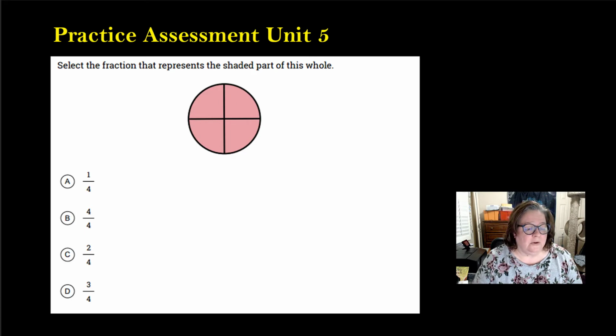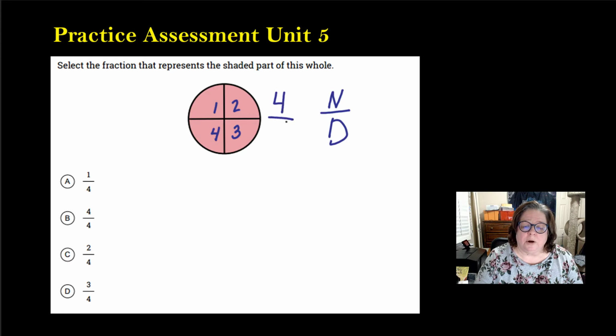Now think back to what our fractions are. A fraction has a numerator and a denominator. The numerator is how many pieces are shaded. How many pieces are shaded? All of them. 1, 2, 3, 4. So we know our numerator is going to be 4. The denominator is how many pieces there are all together. Well, they're all shaded, so there are 4 pieces all together, 4 pieces shaded.